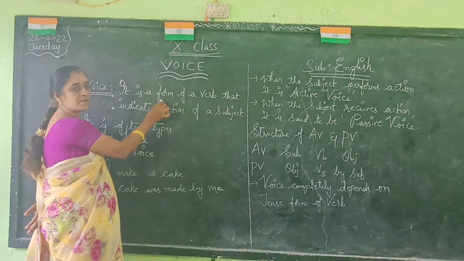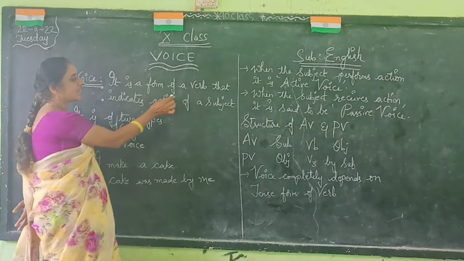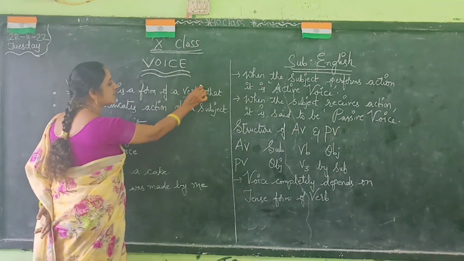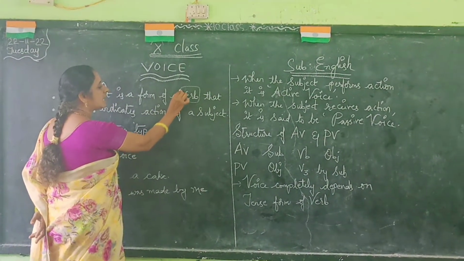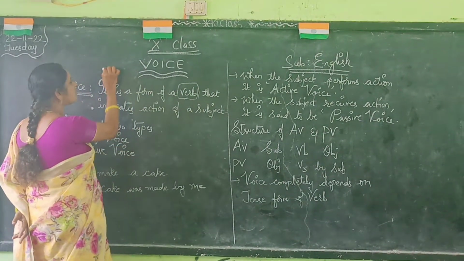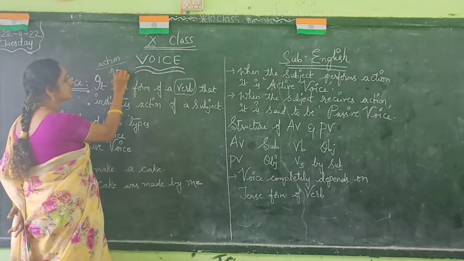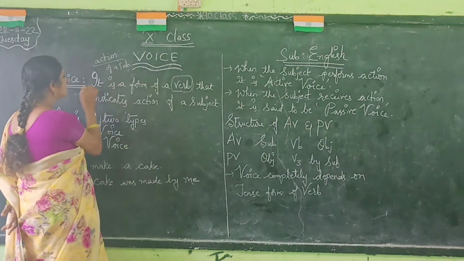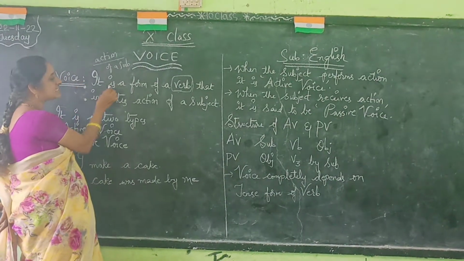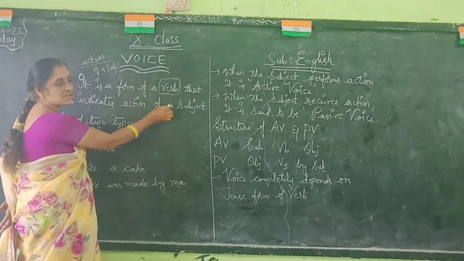You all know parts of speech. There are 8 parts of speech in English grammar. In that, verb is a very important part of speech. And what is a verb? A verb is nothing but an action of a subject. Here the definition of voice is: it is a form of a verb that indicates the action of a subject.